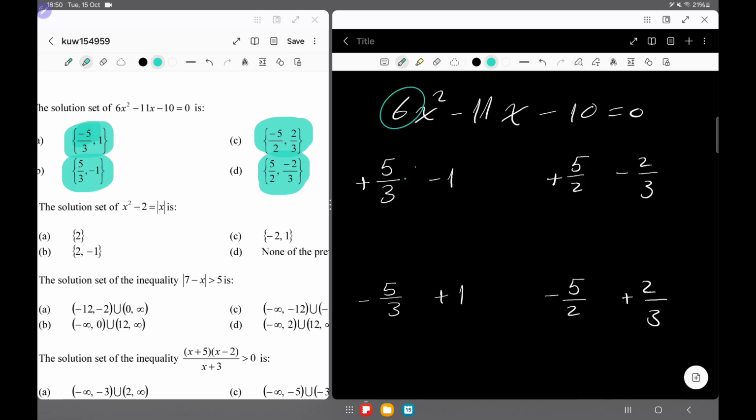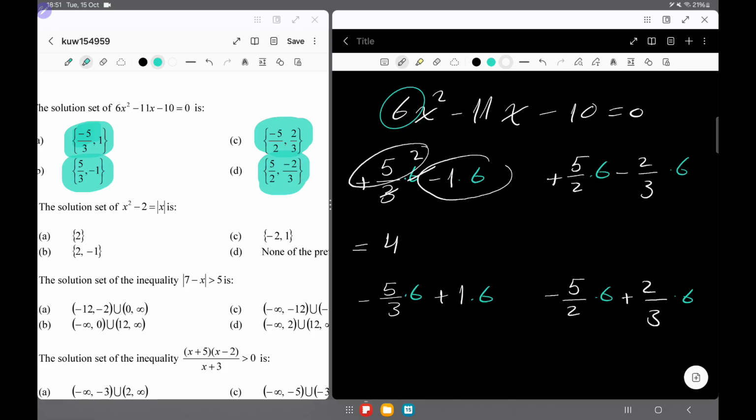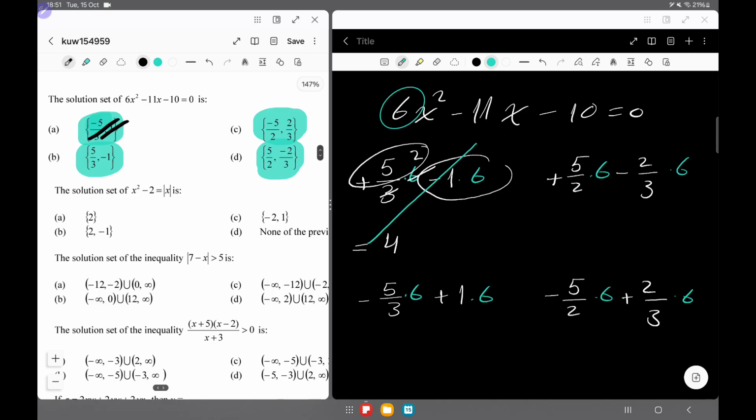That means times 6, and find out the answer. Equals. This cancels with this 2. 2 times 5, 10. Minus 6, it will become 4. Is that equal to negative 11? So not. So the first answer is not correct.